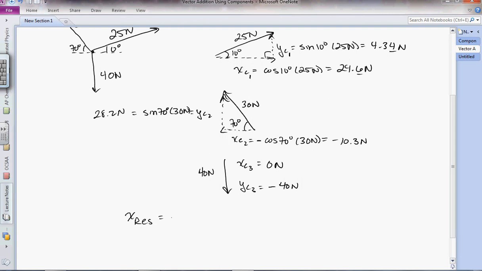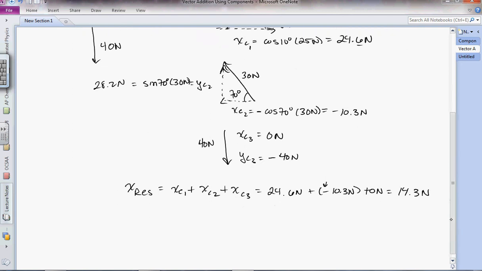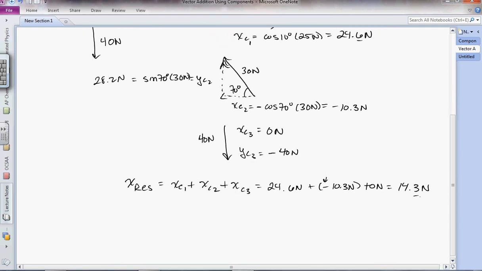So I will take the first x component plus the second x component plus the third x component, and that will give us the x component that our resultant would have. So I'll take 24.6 newtons plus negative 10.3 newtons plus 0 newtons. Again, note that the negative doesn't go away, so make sure you include it in your calculation, which gives us the x component of the resultant being 14.3 newtons, and I'll keep on carrying that extra figure in there.